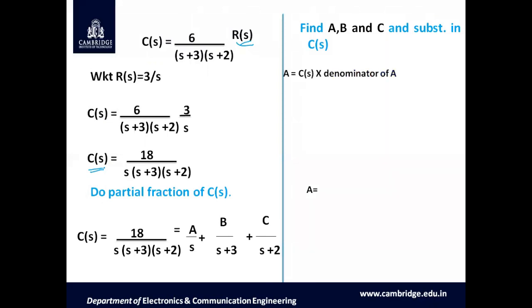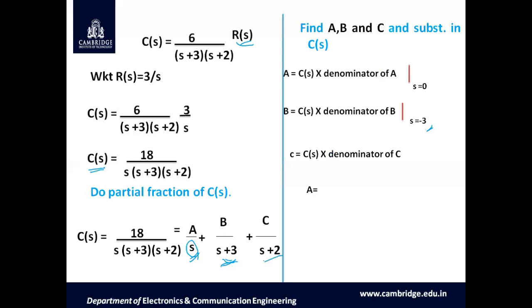Now we have to find A, B and C, and substitute in C of s. To find A, it is C of s multiplied by the denominator of A at s is equal to 0, as the root of the denominator is equal to 0. Then to find B, it is C of s into the denominator of B at s is equal to minus 3. Equate the denominator term to 0, s plus 3 equal to 0, then s will be equal to minus 3. Then C will be equal to C of s into the denominator of C at s is equal to minus 2. So now let us find A first.